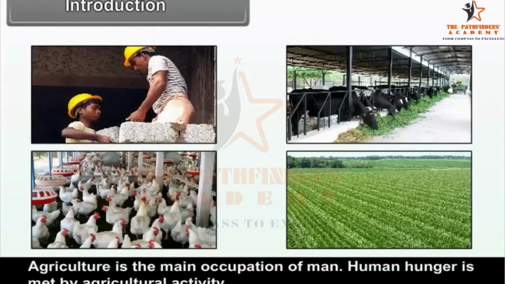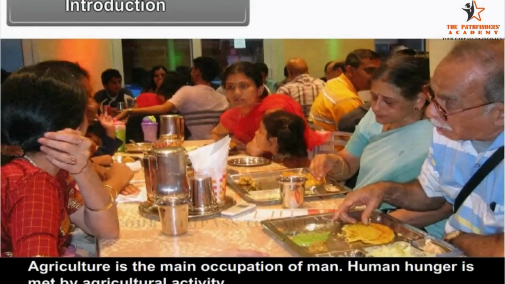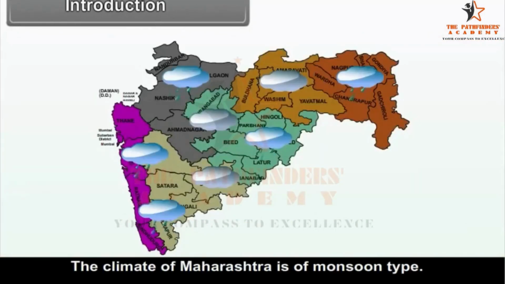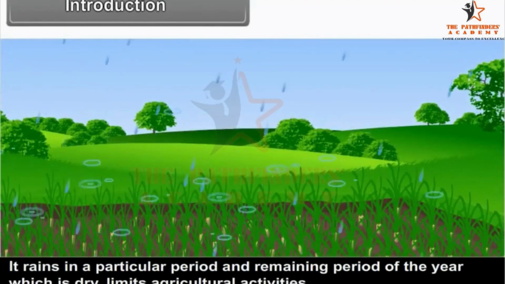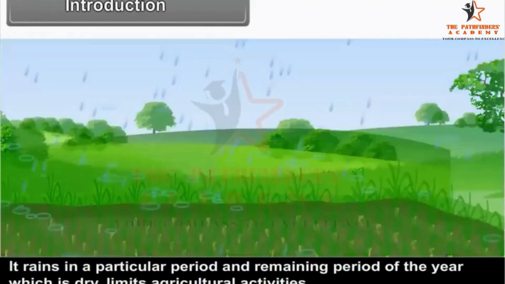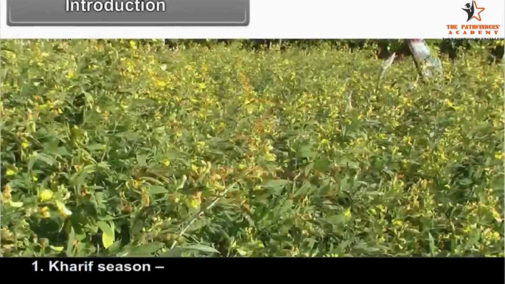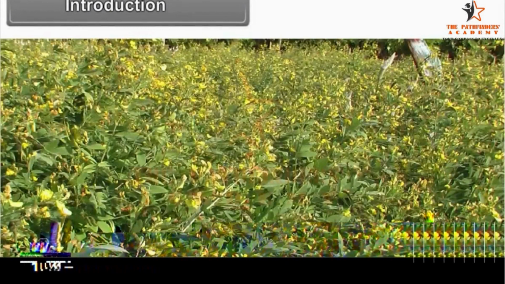Agriculture is the main occupation of man. Human hunger is met by agricultural activity. The climate of Maharashtra is of monsoon type. It rains in a particular period and the remaining period of the year, which is dry, limits agricultural activities. In Maharashtra, we have two different seasons of cultivation.